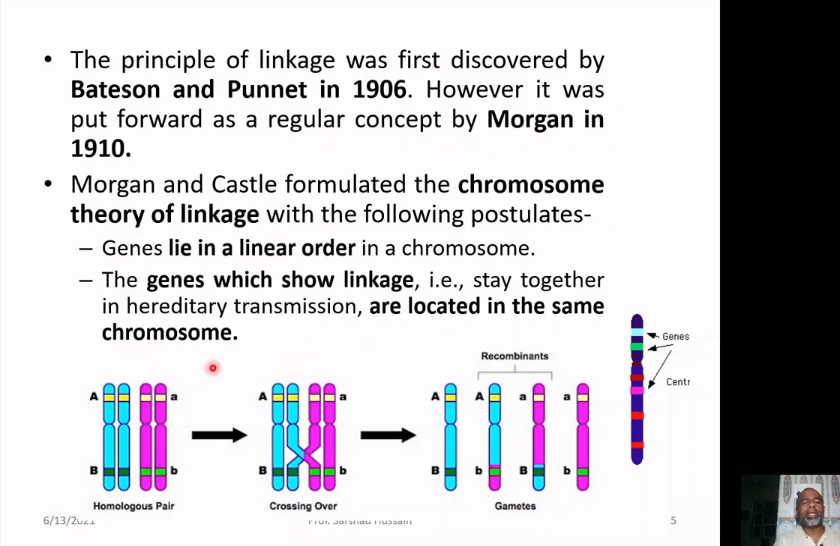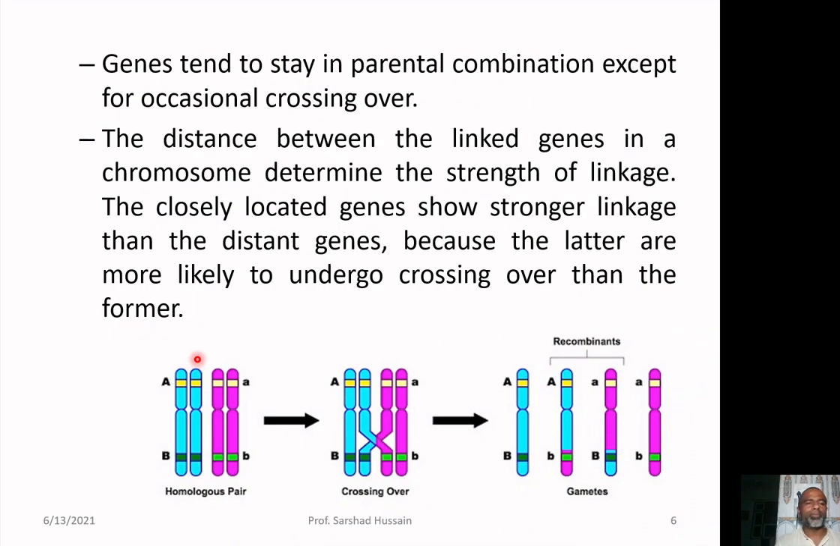So, if you find that some characteristic features, as we discussed in the previous slide with respect to Drosophila melanogaster, are always found together from generation to generation, you can say that both genes are linked genes and are present on the same chromosome.